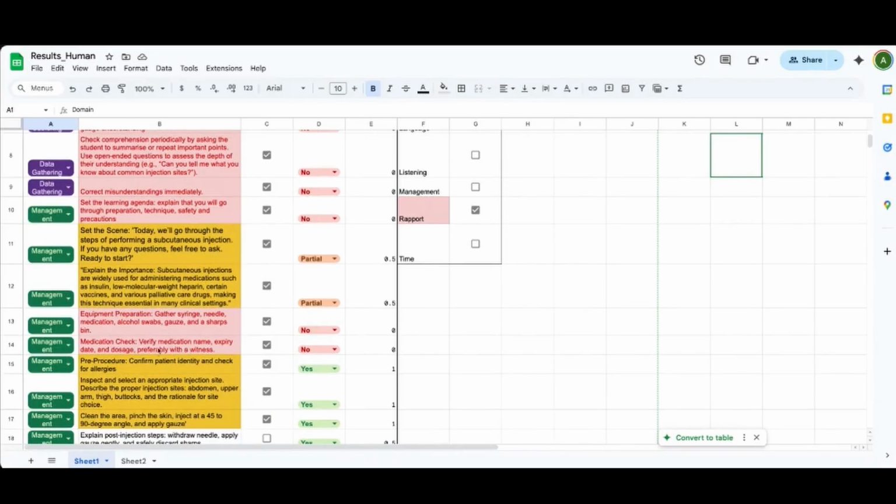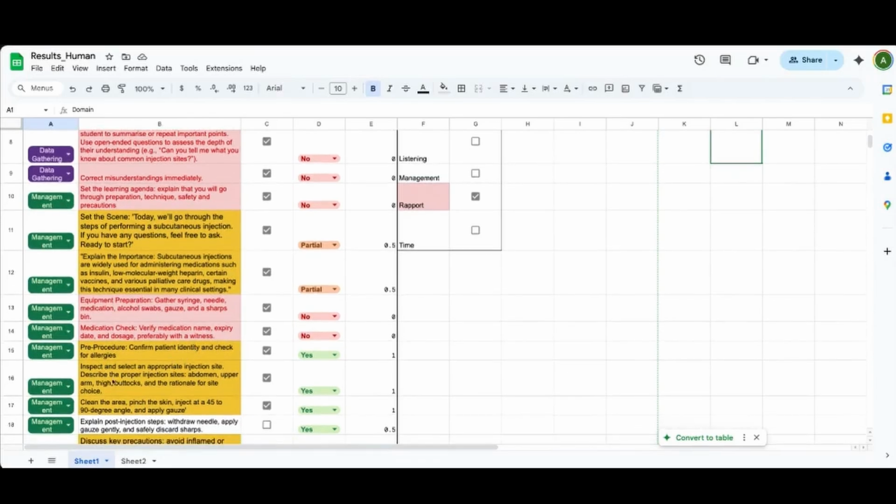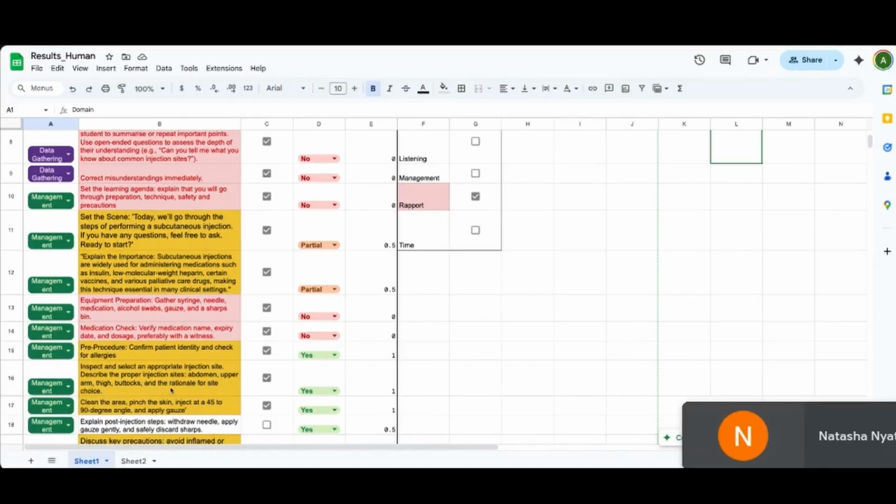Medication check: verify medication name, expiry date, and dose, preferably with a witness, right? Pre-procedure, confirm the patient's identity and check for allergies. Inspect and select an appropriate injection site. Describe the injection site, which would be upper abdomen, upper arm, thighs, buttocks, and the rationale for this site choice.